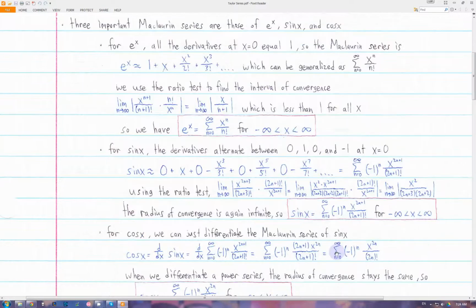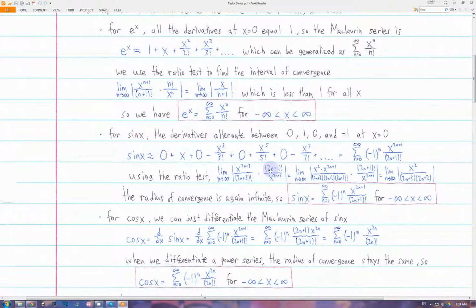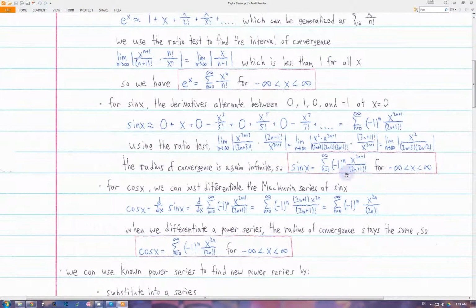And then for cosine, we can either do it by hand, and you'll find that you only have the even powers of x instead of the odd powers like in sine of x. Or you can just differentiate this power series for sine x, because of course cosine of x is the derivative of sine x.